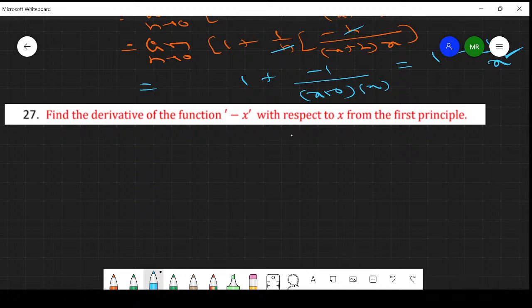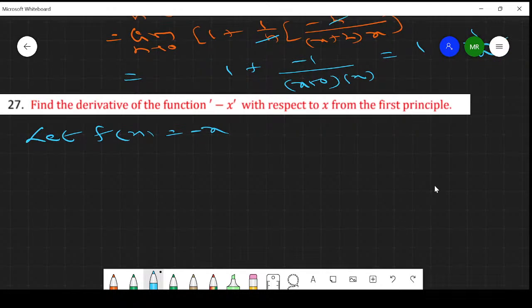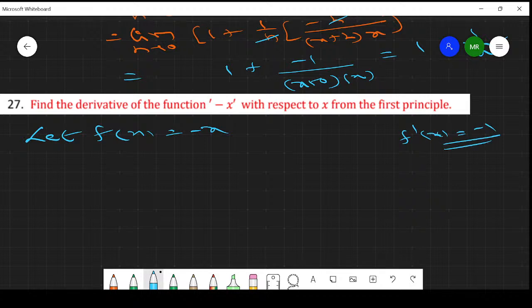We know the derivative of minus x is minus 1. You can consider, let f of x equal minus x. If you find the derivative without using first principle, the derivative of minus x is minus 1. We know that. So f of x equal to minus x, f dash of x equal to minus 1. So this is the expected answer.